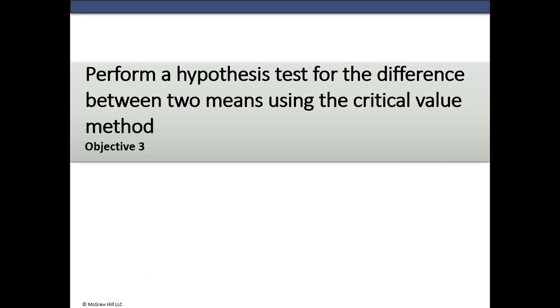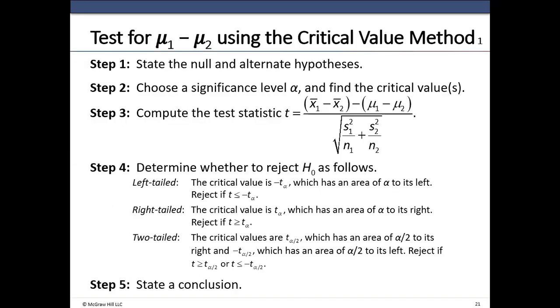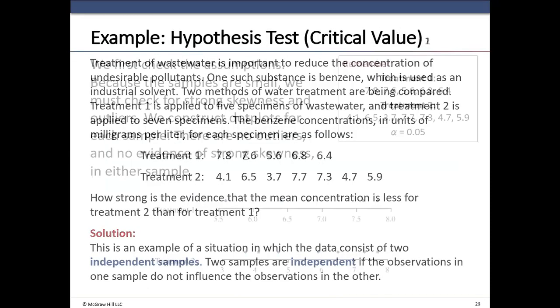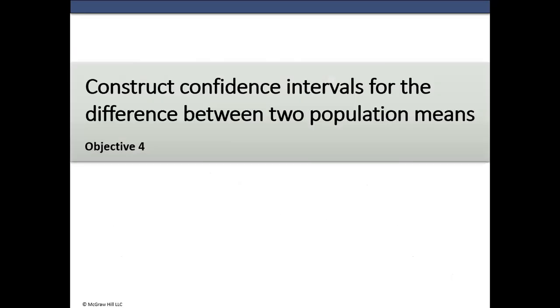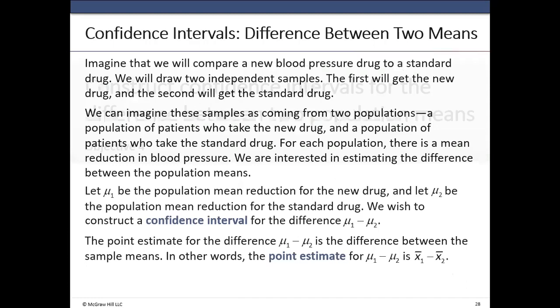Perform hypothesis test for the difference between two means. No, I'm not going to do the critical value method, so we'll skip this. Construct a confidence interval. Imagine that we will compare a new blood pressure drug. This is the same situation as before.